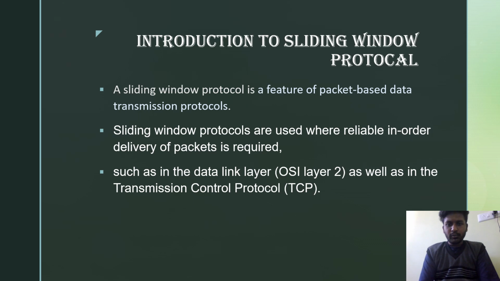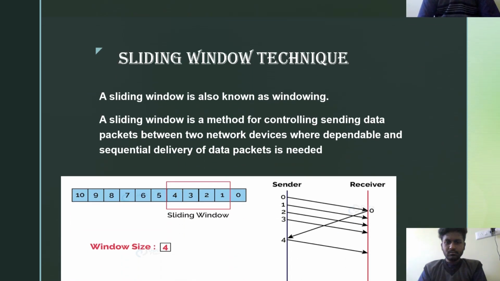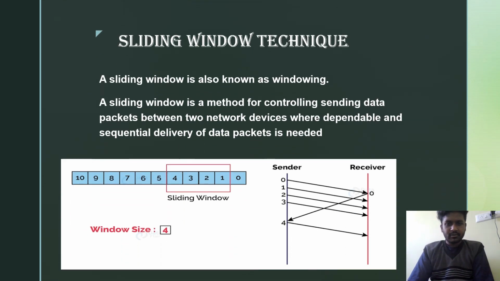Introduction to sliding window protocol. It's a feature of packet-based data transmission protocol. It delivers the packet reliably, such as in the data link layer as well as in Transmission Control Protocol. Sliding window technique. Sliding window is also known as windowing. It's a method for controlling the sending of data packets between two network devices to send dependably and sequentially.